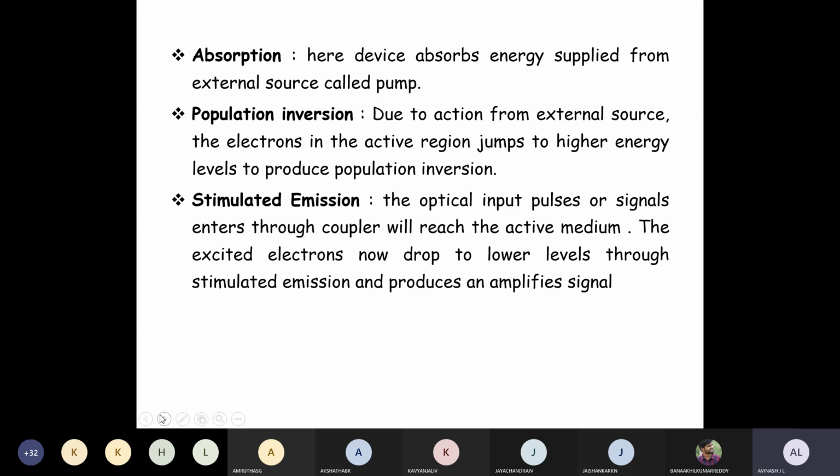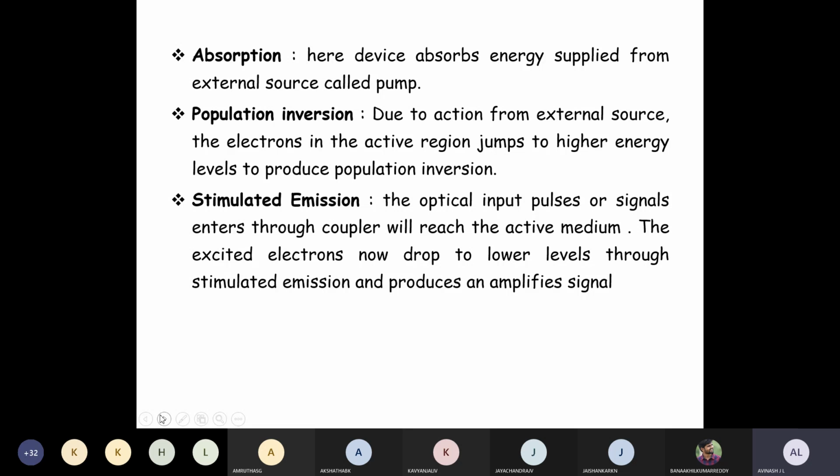Okay. So that particular process is called what? Population inversion. So next comes stimulated emission. What you mean by stimulated emission is that the optical input pulses or signals entering through the coupler will reach the active medium.